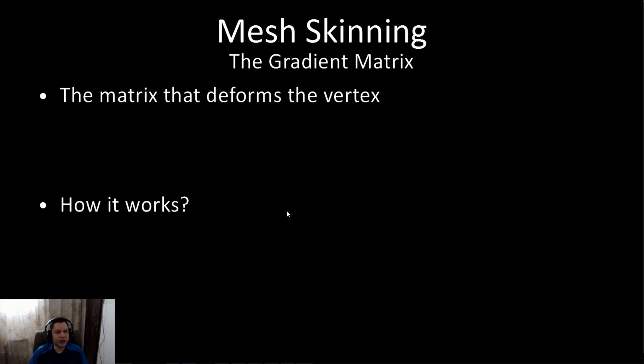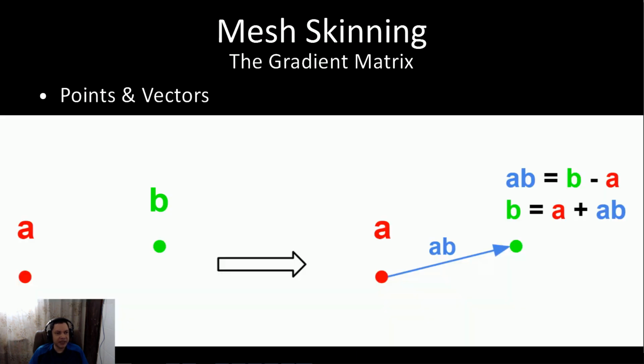When we do a mesh skinning, we need to modify the vertex position by some rule. We use the gradient matrix to do that. How does it work? Let's take an example with points and vectors. Imagine we have a point A and B. We can express the vector AB. And once we have the vector AB, we can express B in terms of A and AB. In other words, we can store A in the vector AB and calculate B using the stored values.